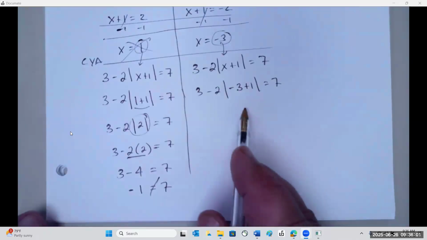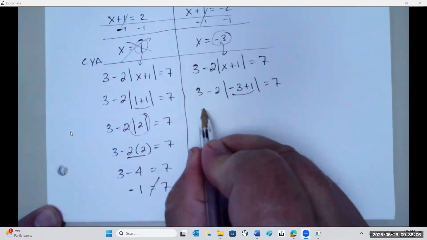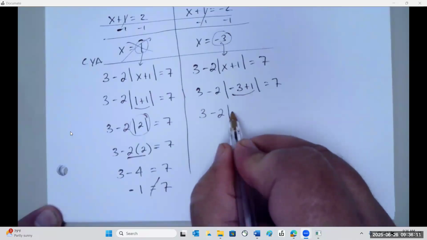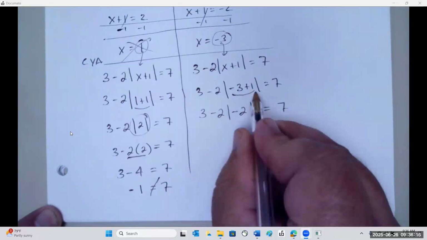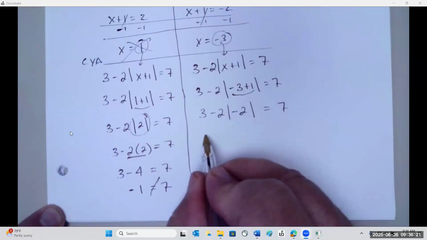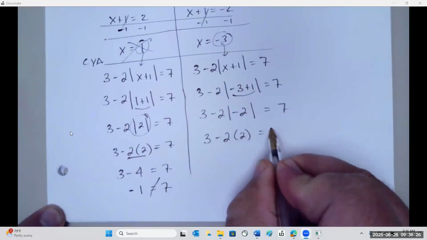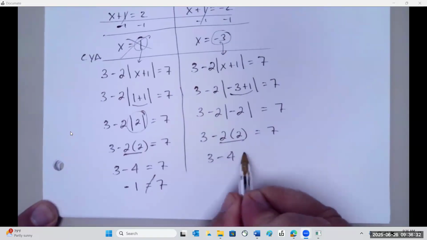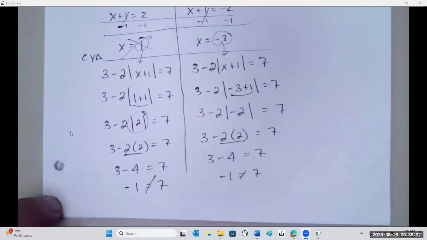How about the other side? What do we do first there? Inside the special operation. -3 plus 1 is -2, because they're opposite signs, you subtract. What's the absolute value of -2? Multiply. 3 minus 4 is -1. That one doesn't work.